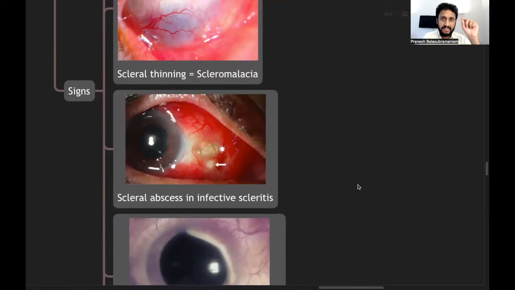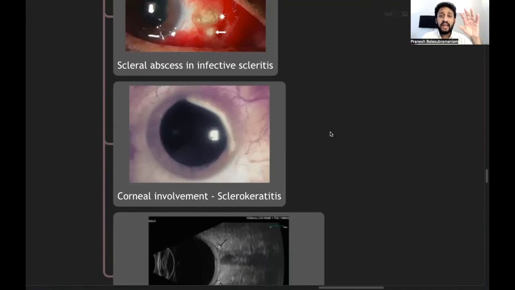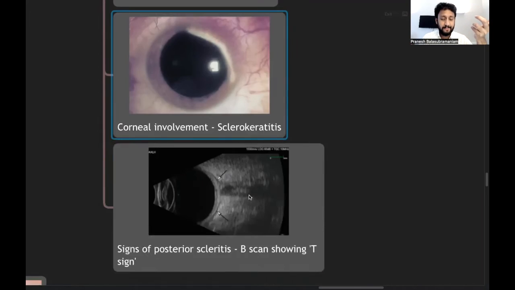If you see pus pointing over the nodule, please think of scleral abscess, which is most commonly seen in infective scleritis. Okay, very important. History of trauma can lead to scleral abscess, so think of infective scleritis. Also note that, like I said earlier, involvement of the cornea in scleritis can cause defective vision, what you call sclerokeratitis.